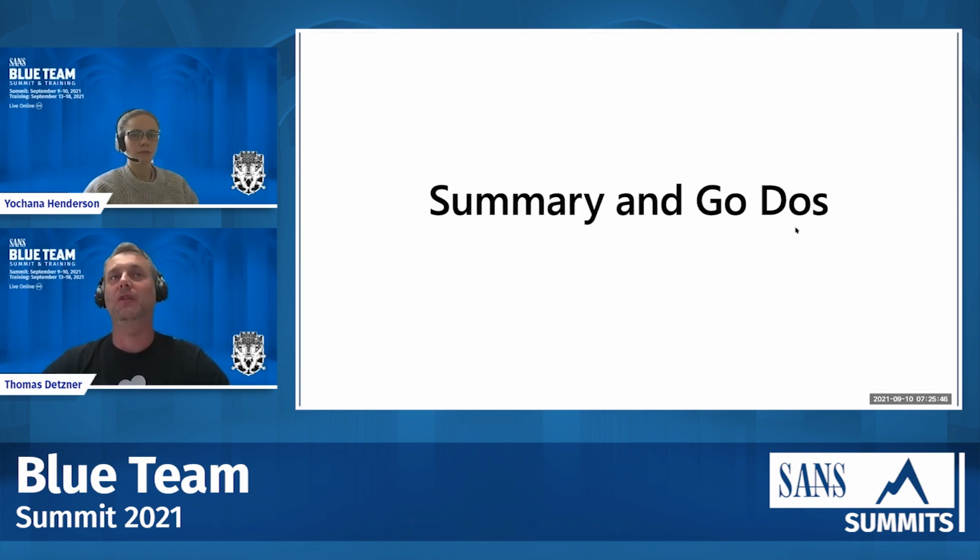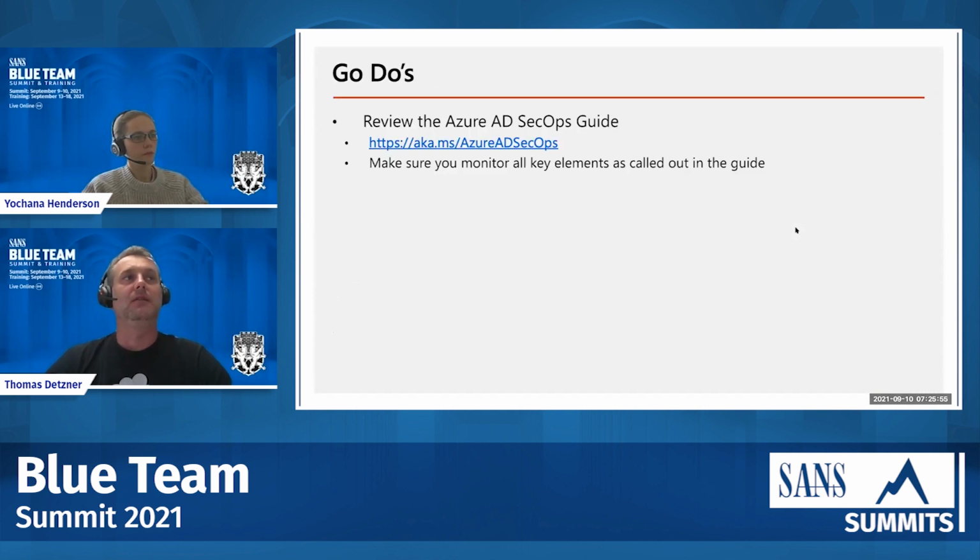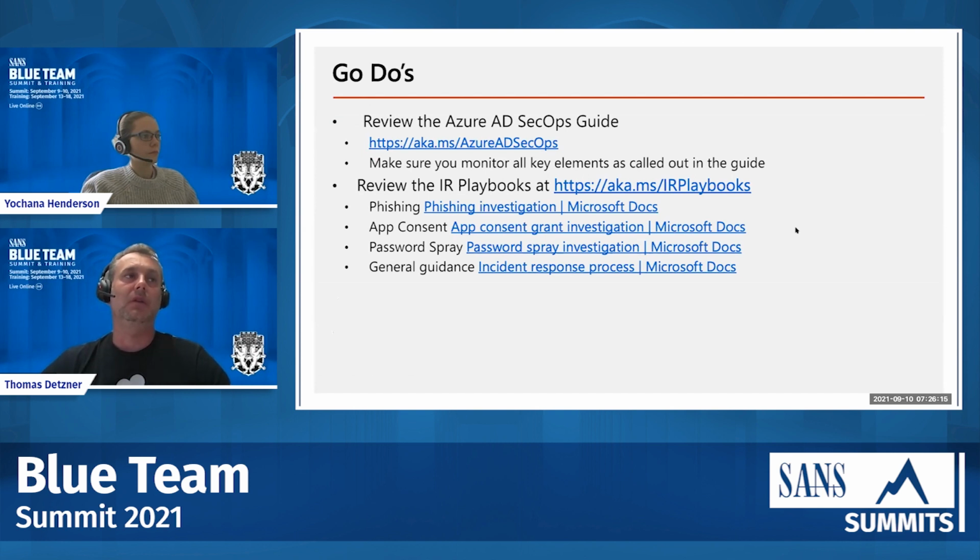Lastly, we wanted to leave you with some very concrete to-dos, what we want you to do next week, ideally. The first thing, have a look at the full guide that we talked about today. Have a look at the Azure AD Sec Ops guides. You can find it at aka.ms/AzureADSecOps, and make sure you monitor all of those key elements that are called out.